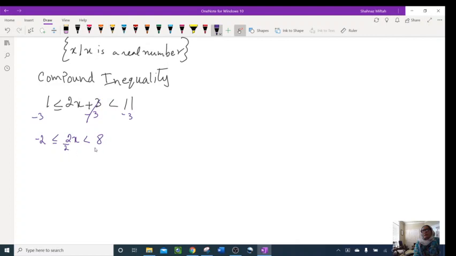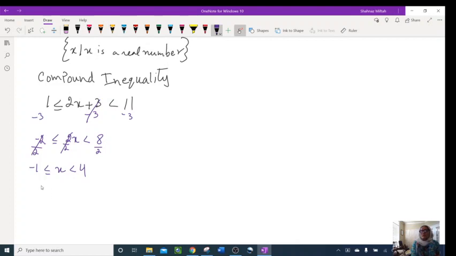You divide by 2 on both sides. They cancel out. I'm still keeping the -1, and I'm dividing by a +2, so I don't have to flip the inequality sign or anything. I'm going to keep them as is. So this is my answer.